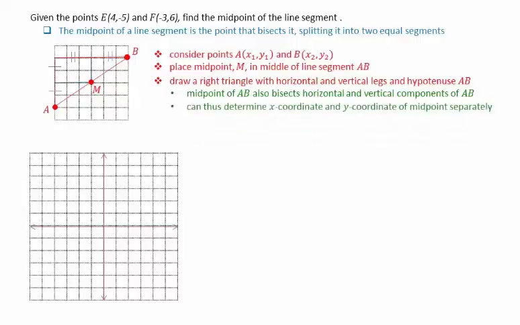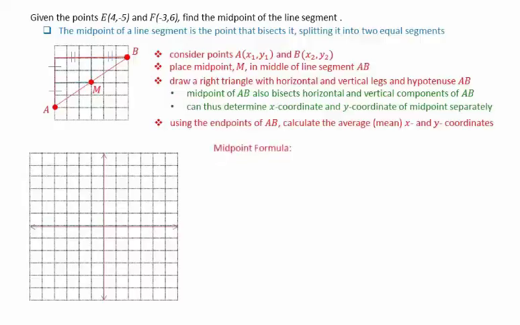We can then determine the x and y coordinates of the midpoint completely separately. Using the endpoints of line segment AB, simply calculate the average, or mean, x and y coordinates. The midpoint formula then, M, which is (xm, ym), the midpoint for both x and y coordinates, is the average x coordinate, (x1 plus x2) divided by 2, comma, average y coordinate, (y1 plus y2) over 2.